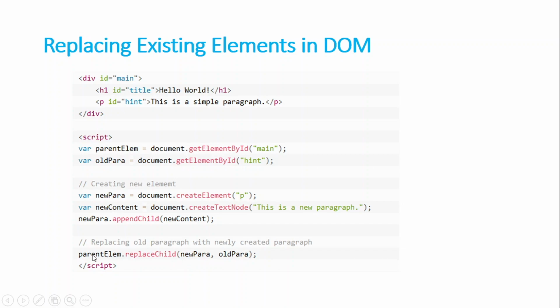Now we are replacing the previous element, which is this paragraph, with a newly created paragraph. So now we are using the parent element, this one we grabbed here, the main element or main div, and on that we are using this replaceChild method, and inside that we specified the newly created paragraph, which is this one. Inside that we have this content, and then we are specifying the old paragraph which we grabbed here with the ID hint. So that will be replaced with this newly created paragraph. So this will be here now. So this is how you can replace existing elements.